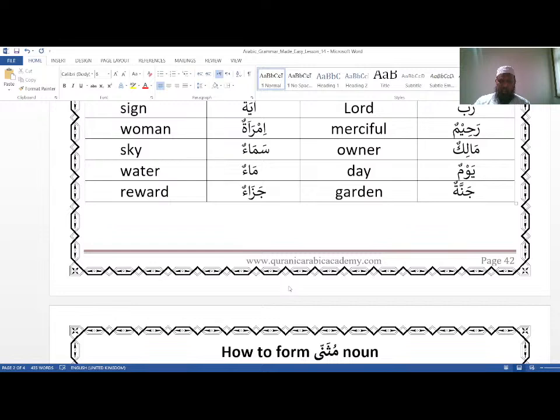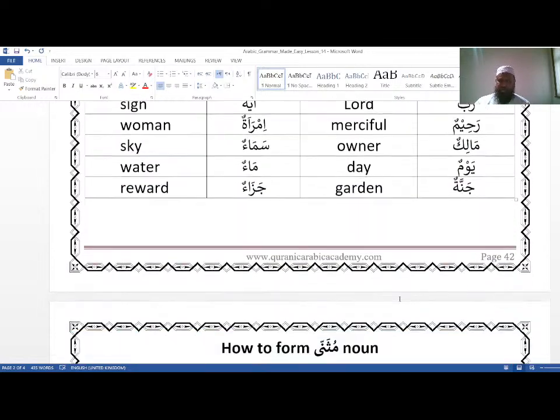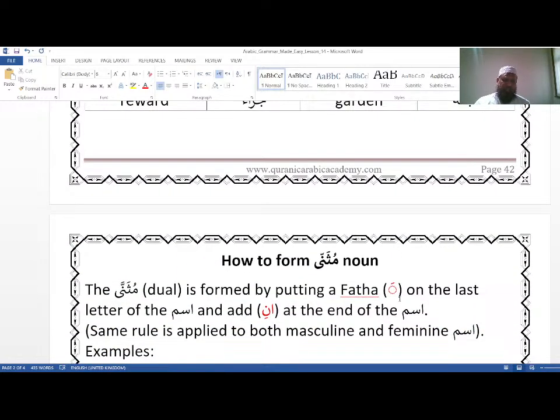How to form muthanna. As I said, we make muthanna isms from a wahid ism. We already know wahid isms. We know yawmun, we know jannatun, garden, we know sama'un, we know ayatun. From all these isms, we're going to make muthanna. So how to make muthanna? Very simple. The muthanna is formed by putting a fatha on the last letter of the ism and adding alif and noon kasra at the end of the ism.